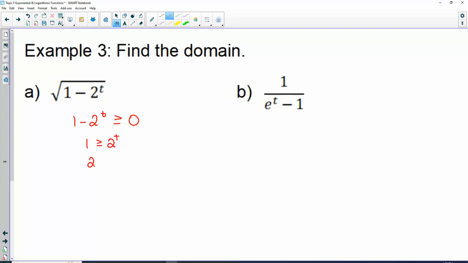So this means 2 to the t is less than or equal to 1. Okay. That's a little trickier. Can you tell me what value of t would make it equal 1? 0. Anything to the 0 power is 1. So t would have to be?